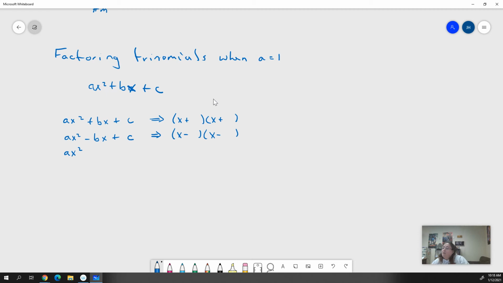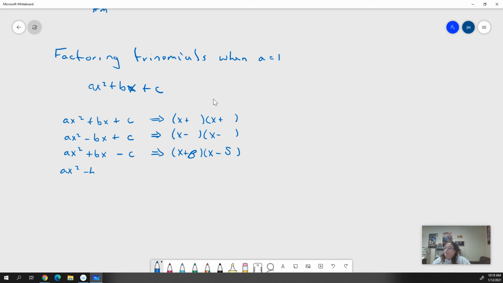If I have ax squared plus bx minus c, I'm going to have x plus something, x minus something. Notice that my signs are not the same, right? I have a positive and a negative because when we distribute this, these two numbers would multiply together. And for that to create a negative, one has to be positive and one has to be negative, because two negatives would make it positive. When b is positive, our bigger factor will be positive, and our smaller factor will be negative.